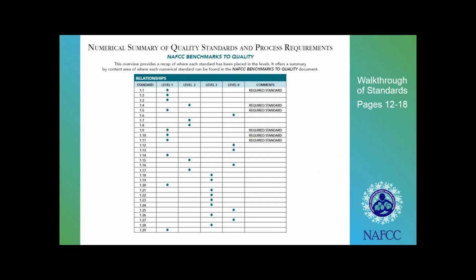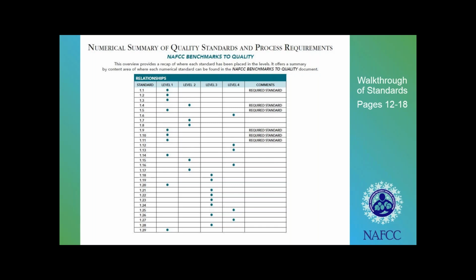Okay, so let's open up your Benchmarks to Quality book. If you happen to have it in front of you, I would recommend opening it. That way you can see. If you don't have it with you, I will be showing the pages here on the PowerPoint. So if you open up to page 12, you will see a very brief overview of the numbered standards, which level they're placed in, and whether or not it is a required standard to meet.